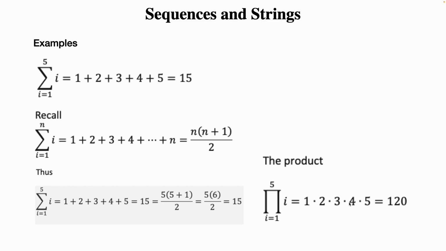The product from i equals 1 to 5: instead of adding them, you multiply them. And you get what amounts to 5 factorial, which is 120.